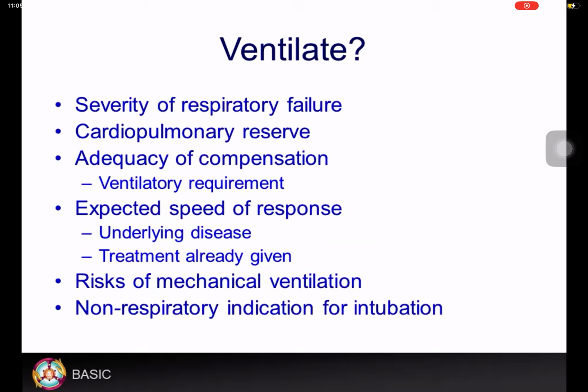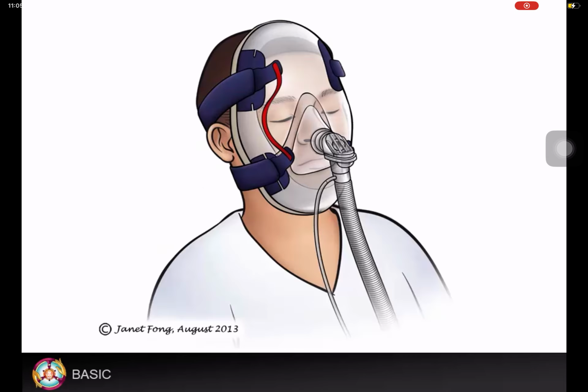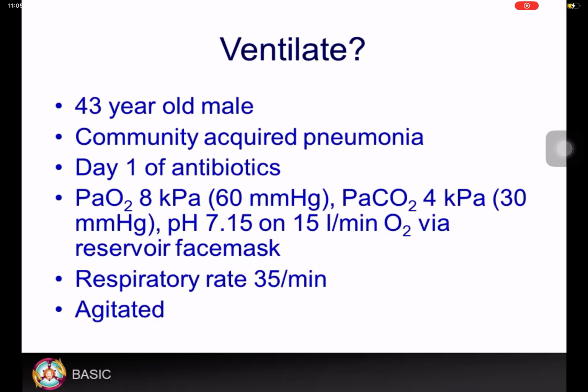Non-respiratory indications for intubation. For example, the patient may require intubation and mechanical ventilation for surgery. Whenever considering mechanical ventilation, consider whether the patient can be ventilated non-invasively, as this is generally associated with a lower risk of complications. These principles are best illustrated by clinical examples.